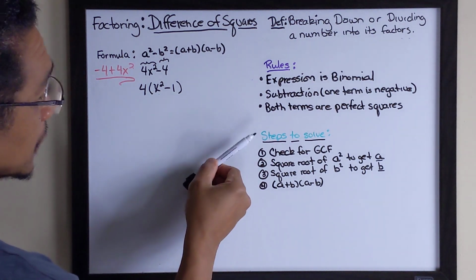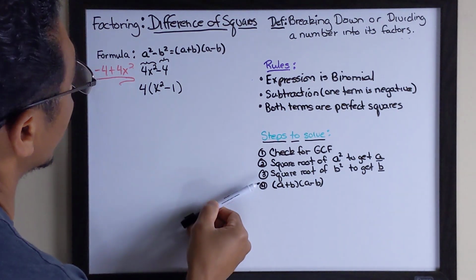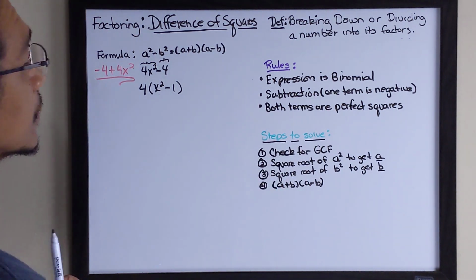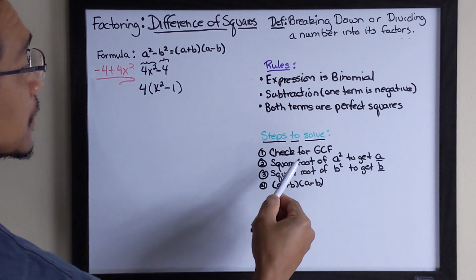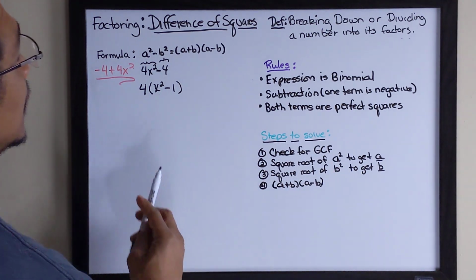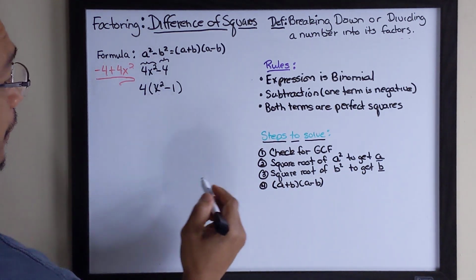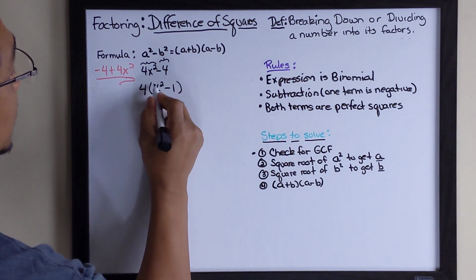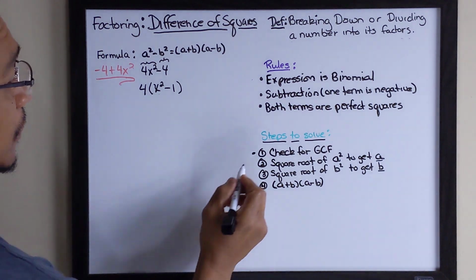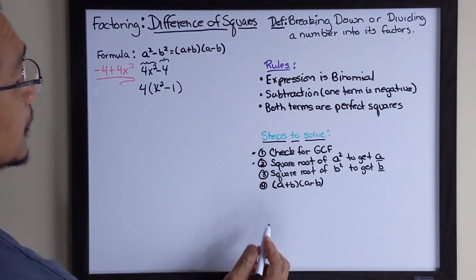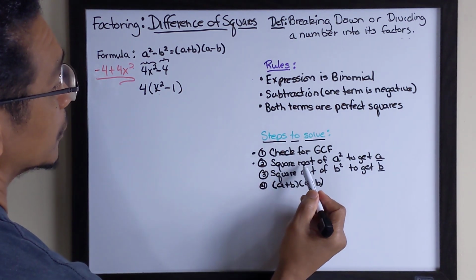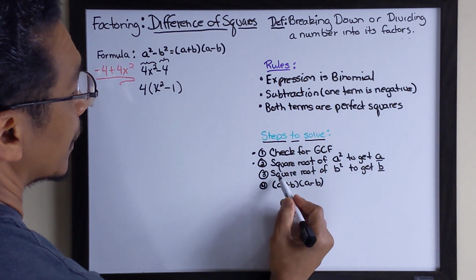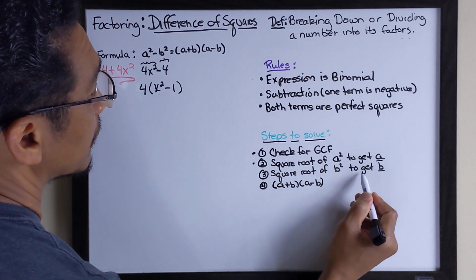Now let's go through these steps to solve our problem. Step number 1 says always check for the GCF. Whenever we're doing factoring, we always want to check to see if there's a greatest common factor, like we did in the first step right here. Of course, we've already done that, so we don't need to do it again. So basically we have the broken down version of this. We're going to go on to step 2. Step 2 means we're looking for the square root of a squared to get the value of a, and the square root of b squared to get the value of b.